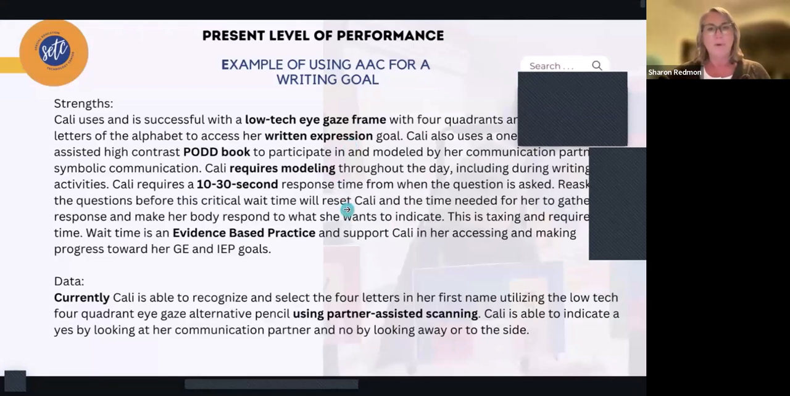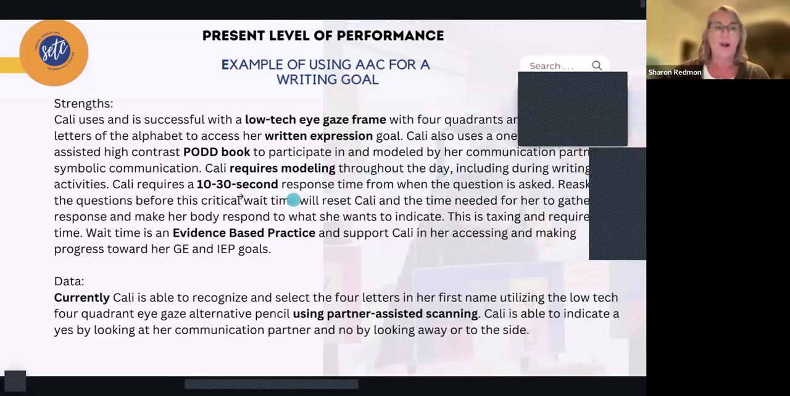So we talked a little bit about present level of performance and then writing the strengths. This is where you get to be finding words like successful, right? Thinking about those strength-based and positive-based words. So I write in here that she had a pod book, participating, that it was modeled by her communication partners. Callie requires modeling throughout the day. So I'm putting all of that in the information here, right?